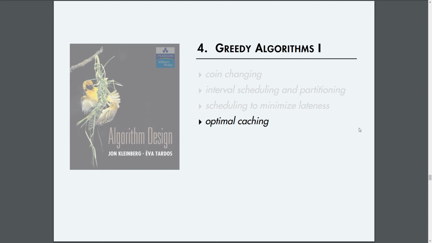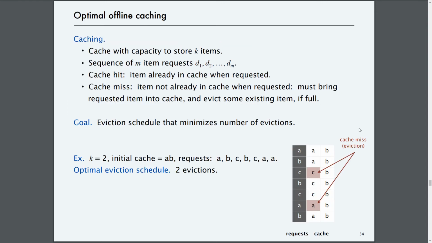Finally, we have optimal caching. So we have a cache with the capacity to store k items. And we have some sequence of requests for items. A cache hit is when our cache contains the item when it is requested, and a cache miss is when the item is not in the cache when it's requested.